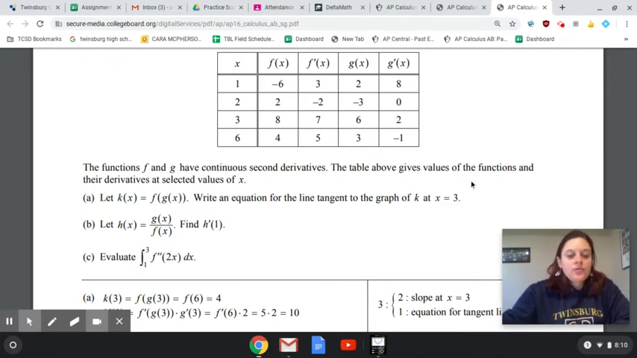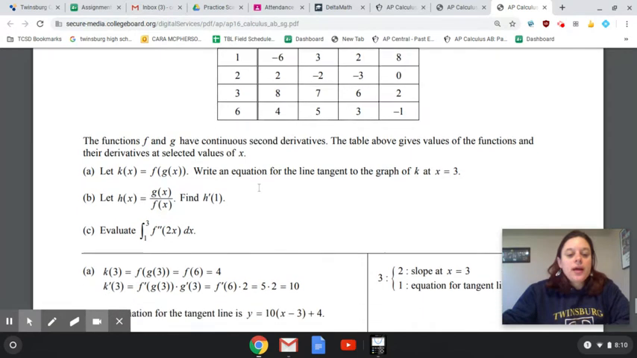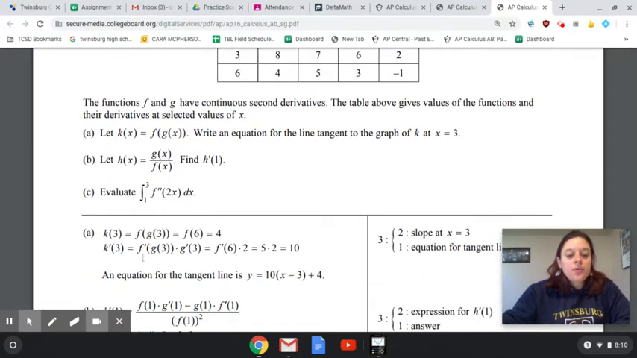So part A, k is represented by this composite function, f of g of x. So that's a chain rule. So you need to derive the outer function. When I derived it, I kind of did my work in the opposite order. I actually did the derivative first. So I'm going to start there.